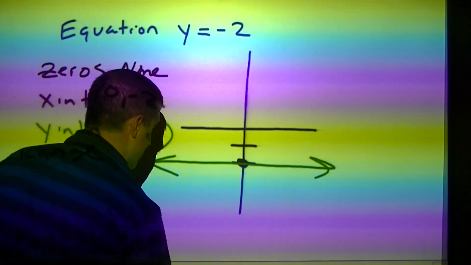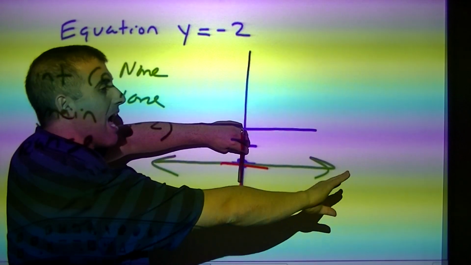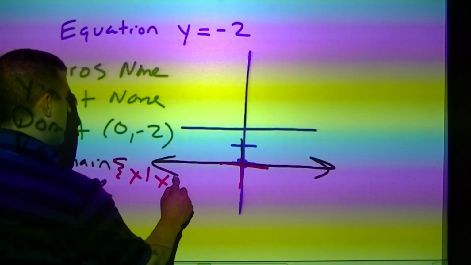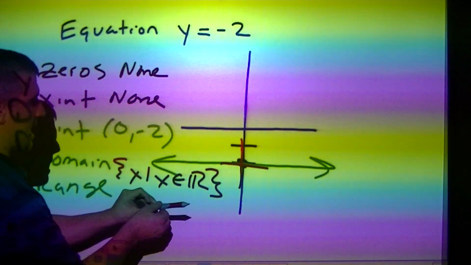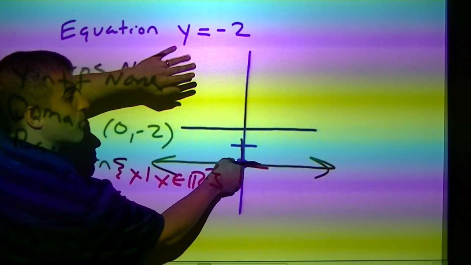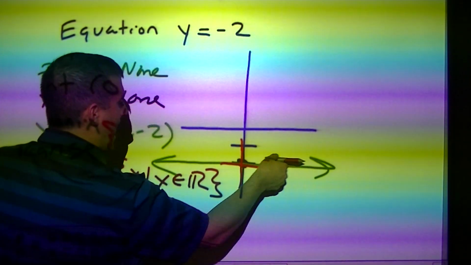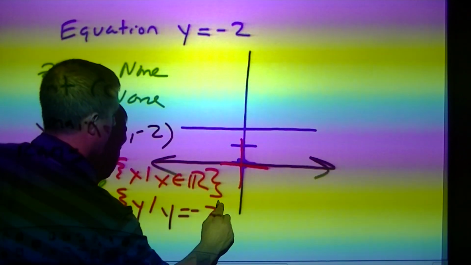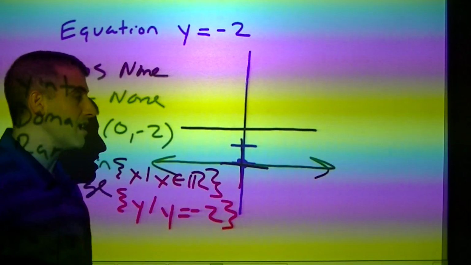Once again, I'm going to use this concept. If I look to the right, do I see my graph? Yep. Look to the left. Yep. So my domain is going to be all real numbers. Now, if I do my range, if I look above, do I see my graph? No. If I look below, do I see my graph? No. It's only at y equals -2. So y equals -2.